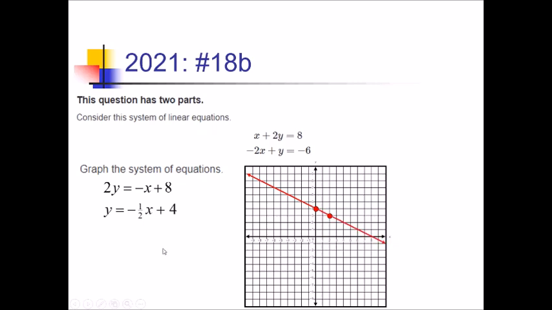All right, let me also graph this other one here. So I'm going to add the 2x to both sides to get y equals 2x minus 6.